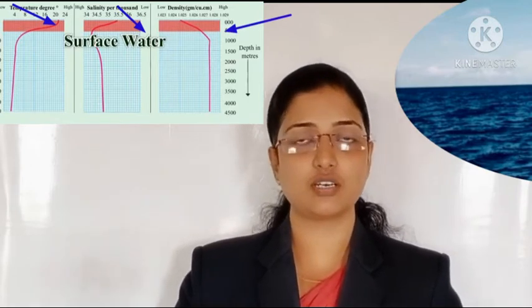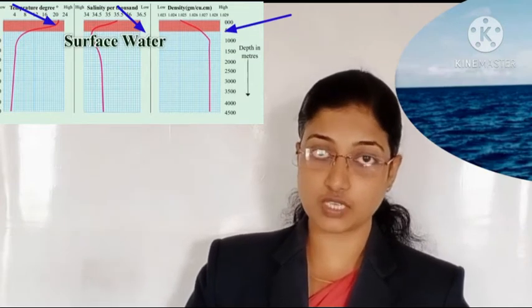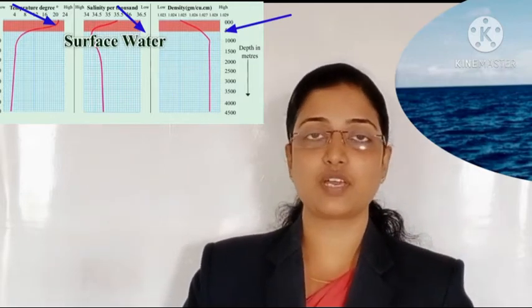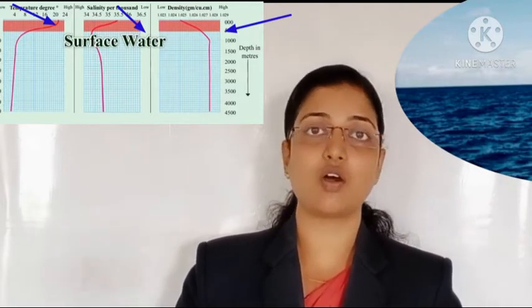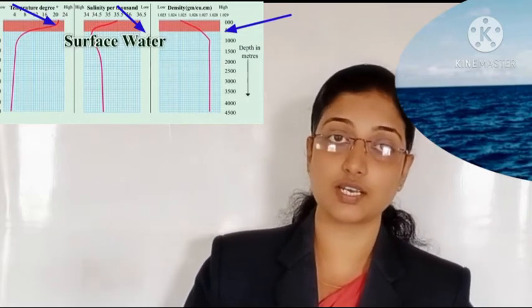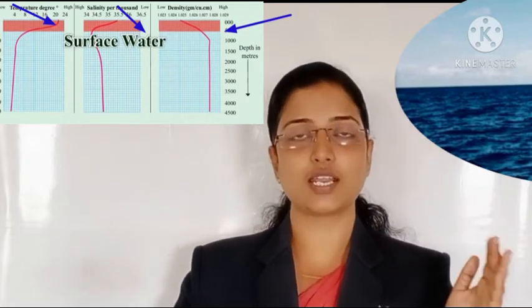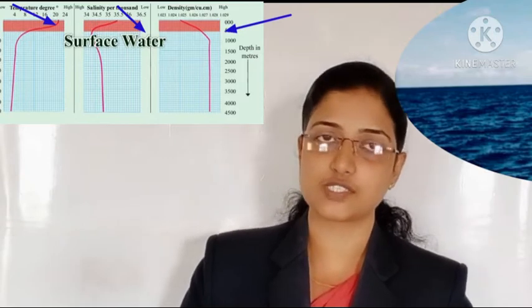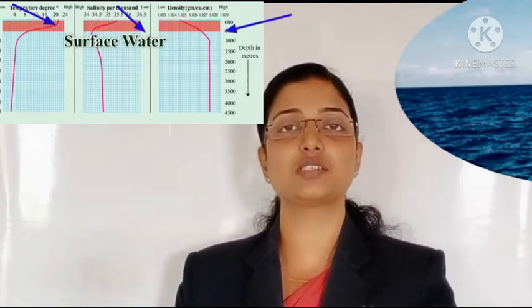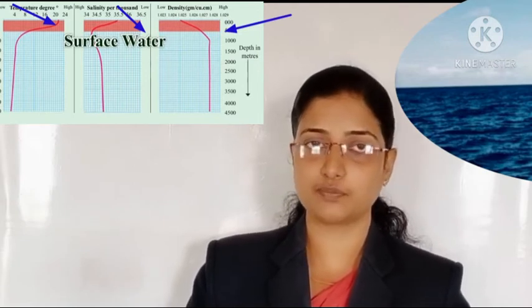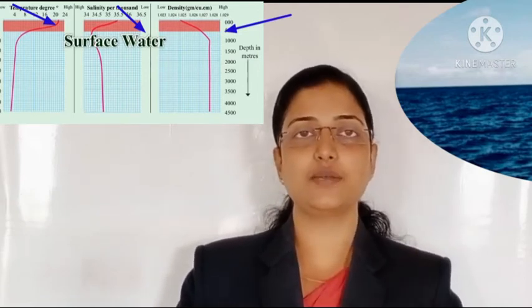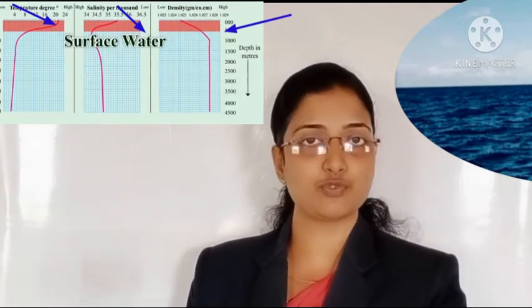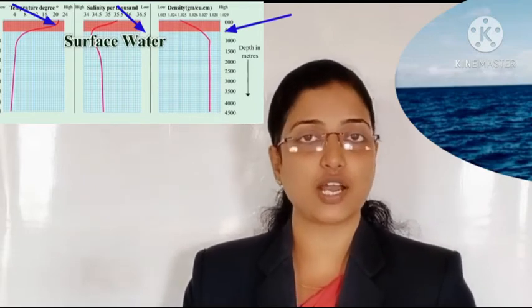Then in the last year we learned about the ocean landforms. There we learned about the continental shelf. And in the continental shelf we can see more aquatic animals or living organisms. What is the reason? Because the direct sun rays reach there. So because of that, we can see a lot of living organisms. In the same manner, up to 500 meter depth, we can see a lot of variations in temperature, salinity and density. So the ocean water up to 500 meter depth is known as surface water.